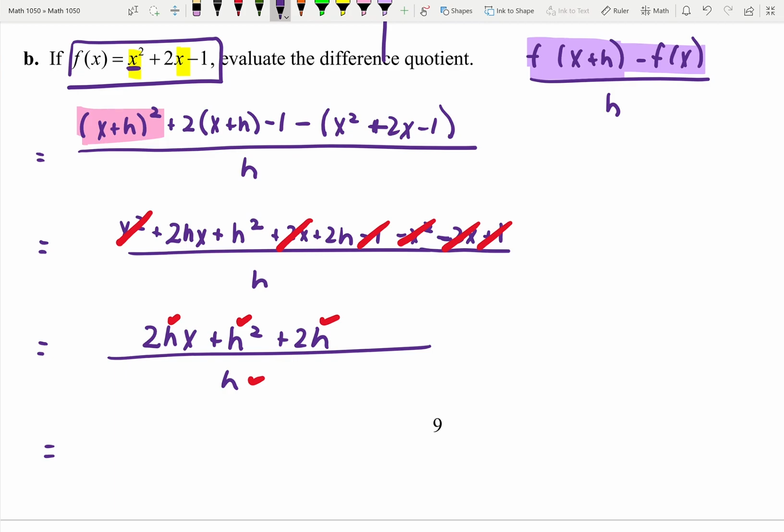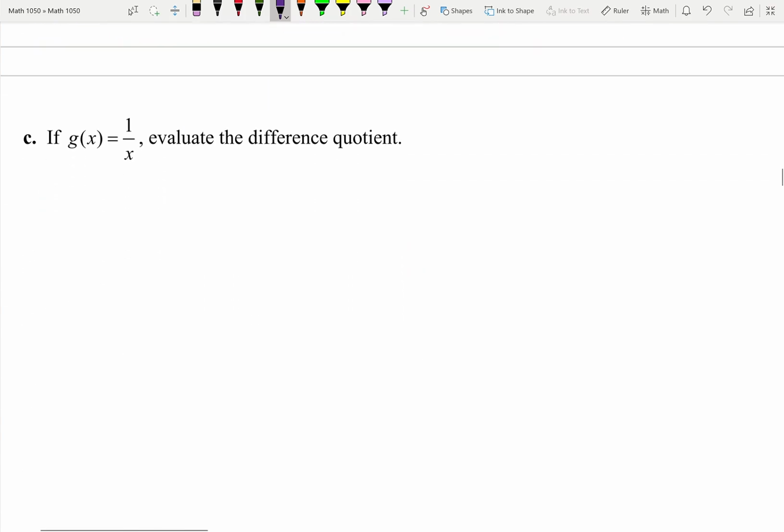So now I'm just going to take one h out of all 4 of those terms. So my final answer is 2x plus h plus 2. There's no more h on the bottom because I had to take an h out of all of them, and that's your answer. Okay? All right, let's do another one nice and slowly.